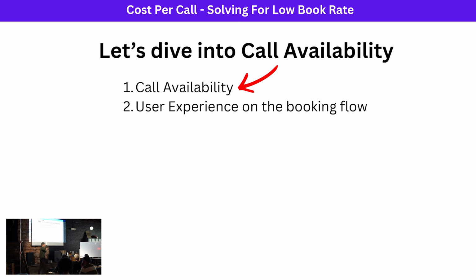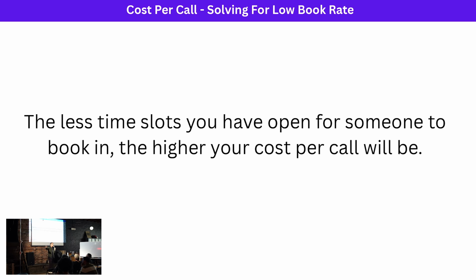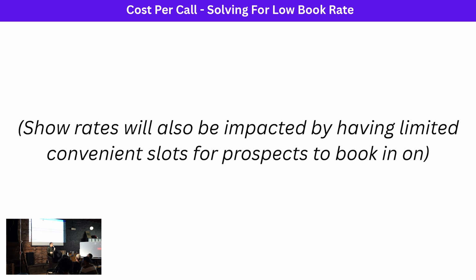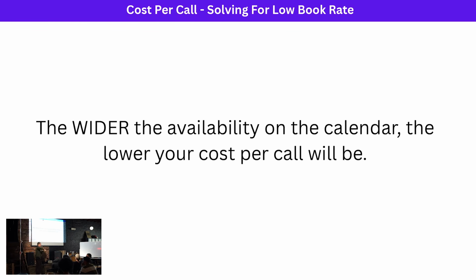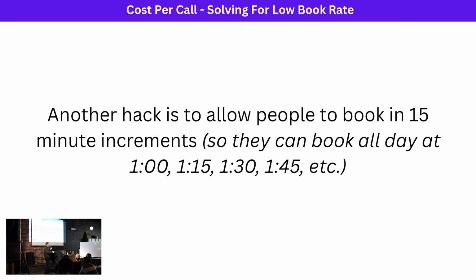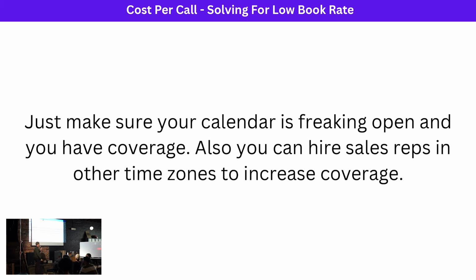So call availability, we'll start with that. The less time slots you have open for someone to book in, the higher your cost per call will be. So show rates will also be impacted by having limited convenient spots for prospects to book in on. So the wider the availability on your calendar, the lower your cost per call will be. And another hack is to allow people to book in 15-minute increments so they can book in at like 1 o'clock, 1:15, 1:30, 1:45, et cetera. We just want to make it really convenient for the prospects. That's really all you're doing. Just make sure your calendar is freaking open and you have coverage.